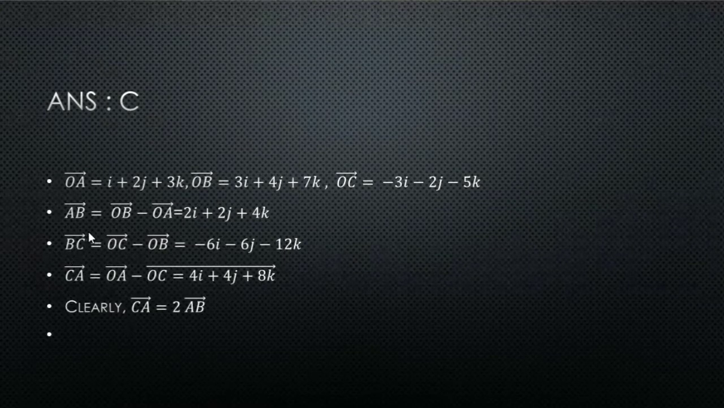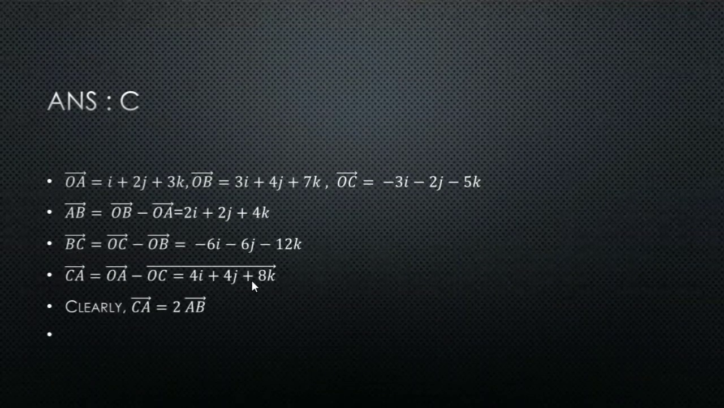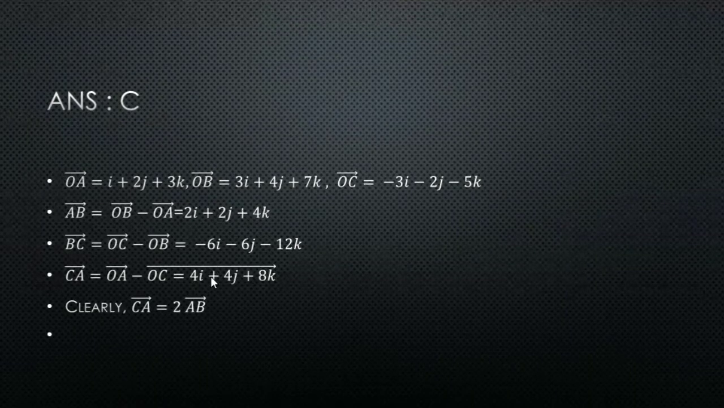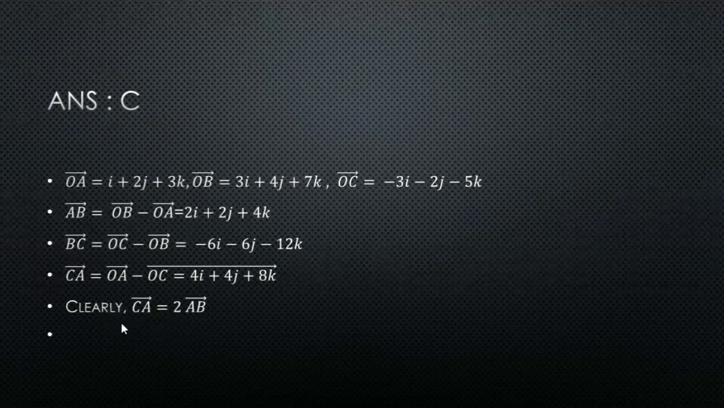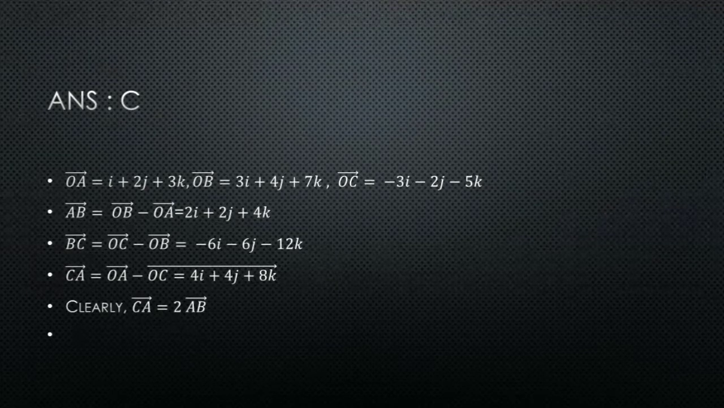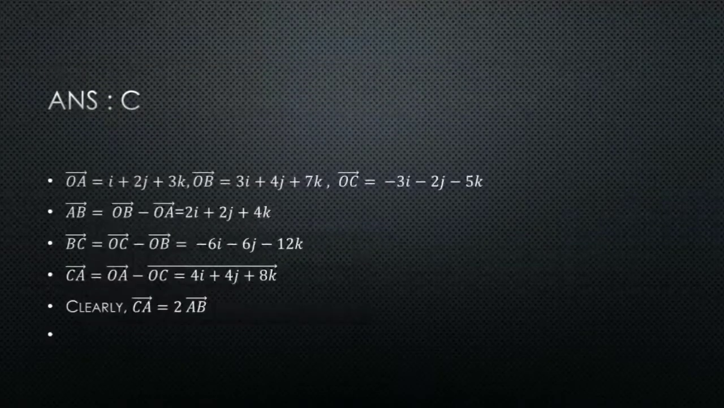Now clearly you can observe this one. The AB vector is 2i plus 2j plus 4k and the CA vector is 4i plus 4j plus 8k. So if you multiply the AB vector by 2, you will get the CA vector, right? So we can write CA vector is equal to 2 AB vector. CA vector equal to 2 AB vector means the points should be collinear. A, B, C should be collinear since the CA vector is equal to twice the AB vector. So it will be collinear. So option C, those points are collinear.